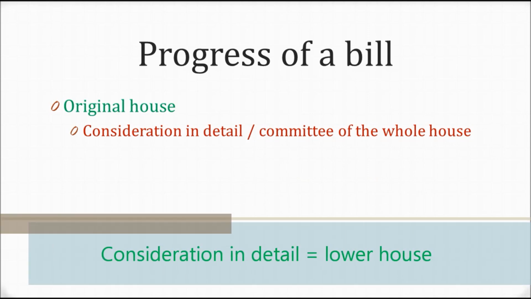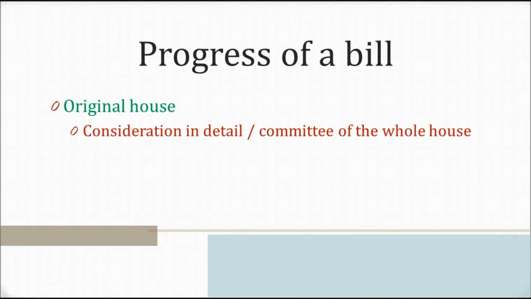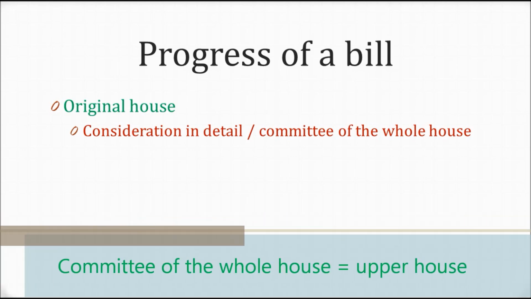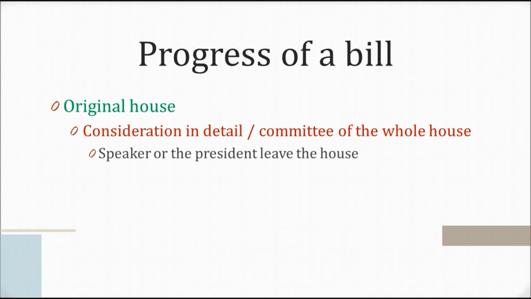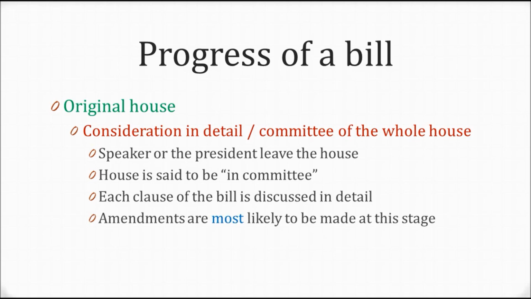We then move to either consideration in detail or committee of the whole House. Consideration in detail is the stage in the lower house, and committee of the whole house is essentially the same stage, it's just called a different name in the upper house. So in this stage, the Speaker in the lower house or the President in the upper house, they leave the house for ceremonial reasons, and the house is then said to be in committee. Then each clause of the bill is discussed in detail, and amendments are most likely to be made at this stage of the bill's progress.